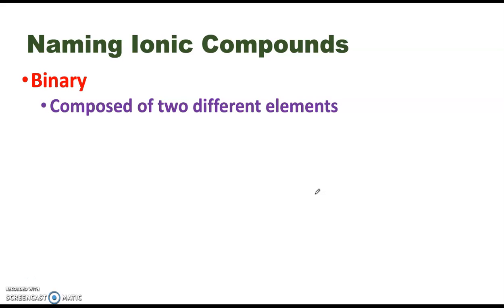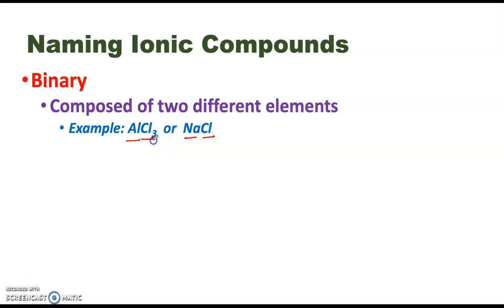A binary compound is composed of two different elements. So examples here are aluminum chloride and sodium chloride. Notice this has sodium, chlorine, two elements. So we'd say this is a binary compound. Aluminum, chlorine, two elements. So it is a binary compound.